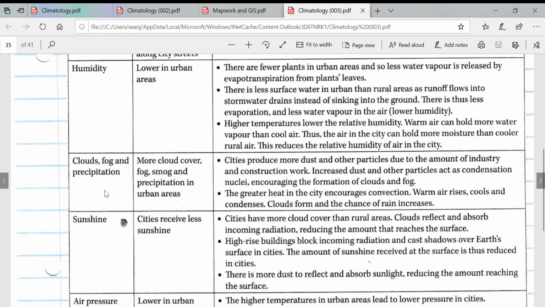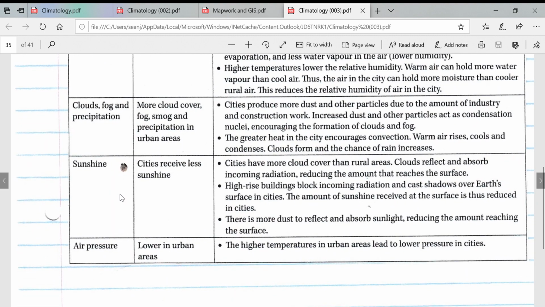Then if we look at clouds, fog and precipitation, there's more cloud cover, fog, smog and precipitation in urban areas. Reasons for this: cities produce more dust and other particles due to the amount of industry and construction work. Increased dust and other particles act as condensation nuclei, encouraging the formation of clouds and fog. The greater heat in the city encourages convection. Warm air therefore rises, cools and condenses, and as a result, clouds form and therefore rain.